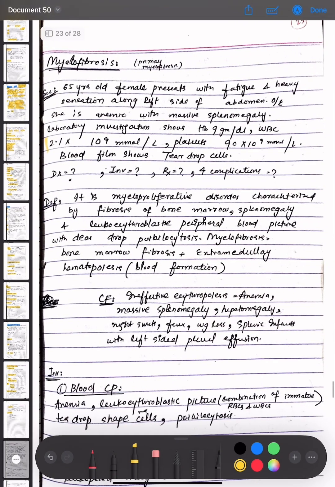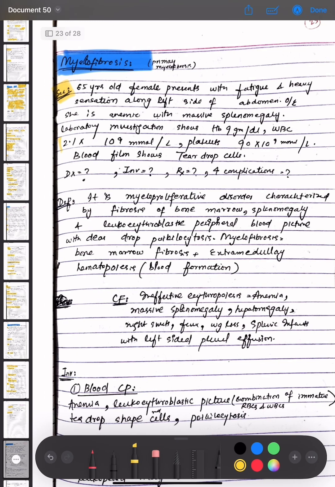Now coming to the next topic, myelofibrosis. We have a scenario that a 65-year-old female presents with fatigue and a heavy sensation along the left side of the abdomen. On examination, she is anemic with massive splenomegaly. Laboratory investigation shows Hb 9 g/dl, WBC 2.1 x 10^9 per liter, platelets 90 x 10^9 per liter, and the blood film shows teardrop cells. Diagnosis, investigation, treatment, and complications.